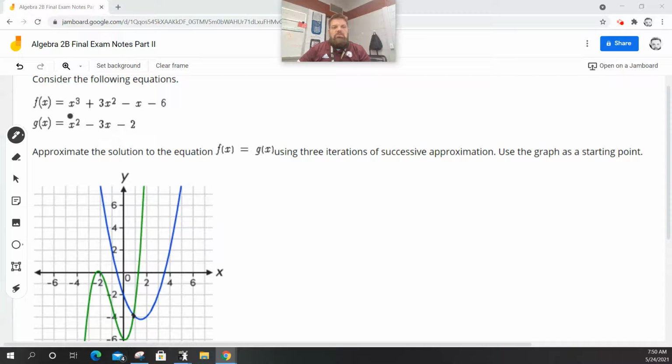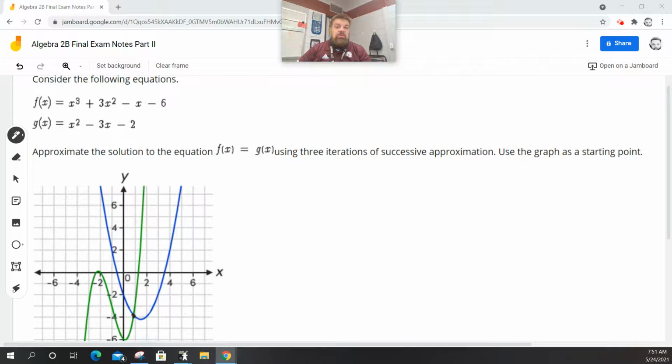So we have two functions here, and we're used to approximate the solution f of x equals g of x by using the graph, and use the graph as a starting point. Now, it's a lot easier to just graph it on the calculator, and it says that we could go up to 3 iterations, which is fine, I suppose, but basically what you've got to do is take the average of the two.